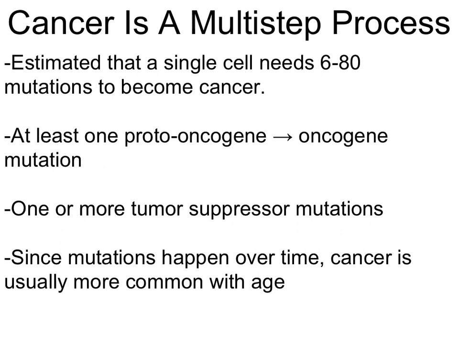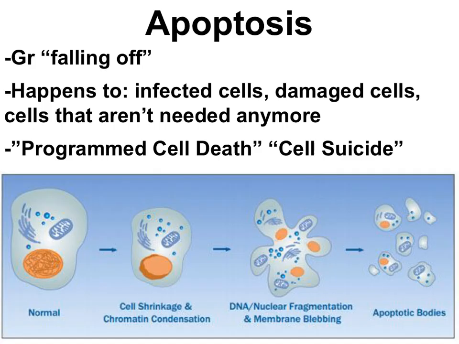It's currently estimated that a cell needs anywhere between about 6 and 80 mutations to become a cancer cell and a cancer tumor. Moreover, at least one of the mutations needs to be in a proto-oncogene to make that an oncogene, and one or more of the mutations has to be in tumor suppressor genes. And mutations accumulate over time. And this is why most cancers are more common in older people than younger people. The longer you live, the more mutations you get. The more mutations you get, the more likely you are to have cancer.